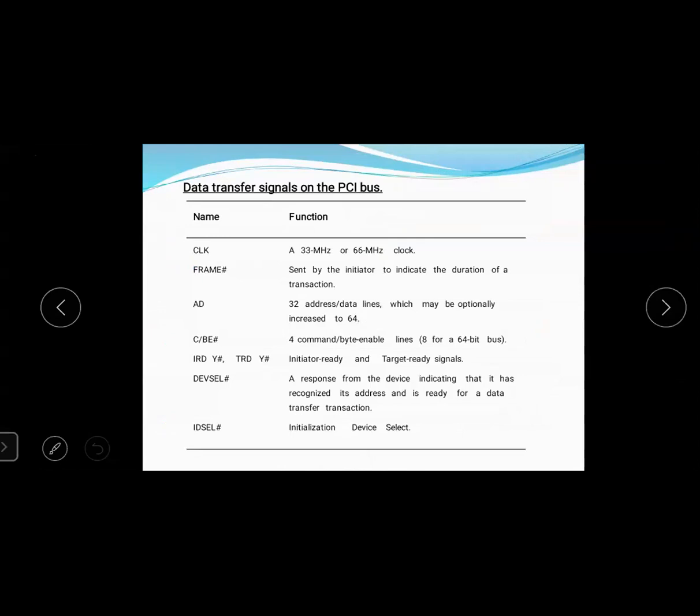These are the pin names. Clock, where we use a 33 MHz or 66 MHz clock, and frame. AD is nothing but the address and data lines, 32 address and data lines, and there is a possibility of increasing to 64 bits also. Then the command and byte enable signals, initiator ready and target ready signals, IRDY and TRDY, and device select. These are the pin names in the PCI bus.